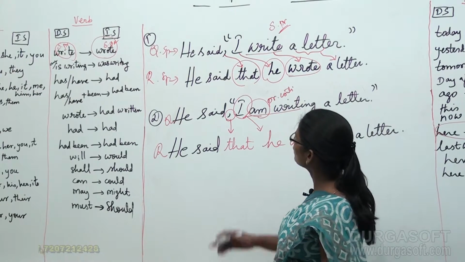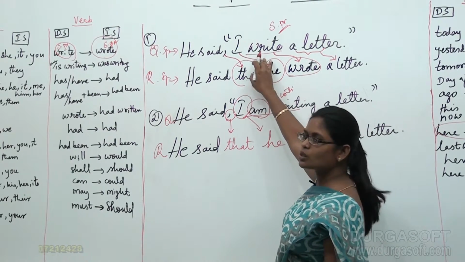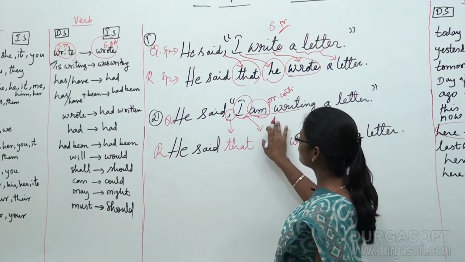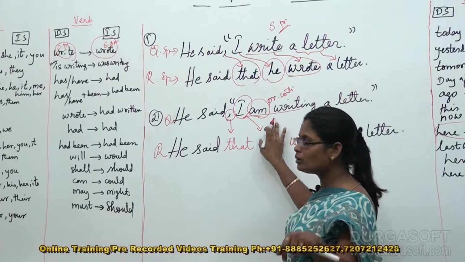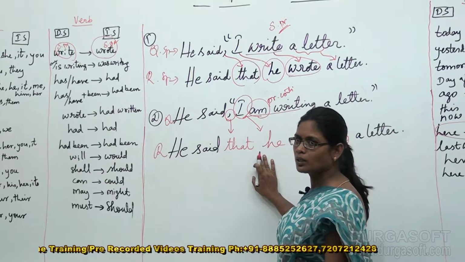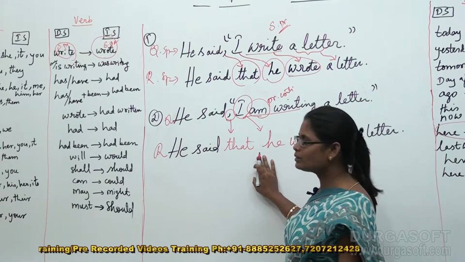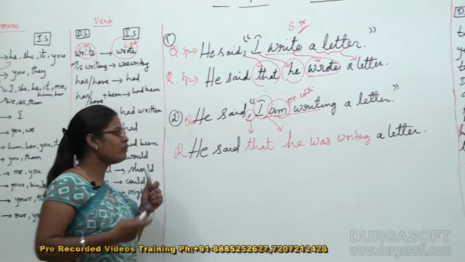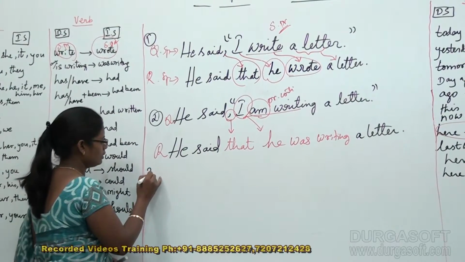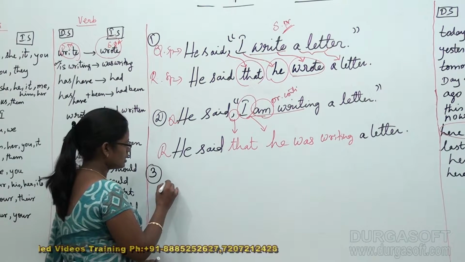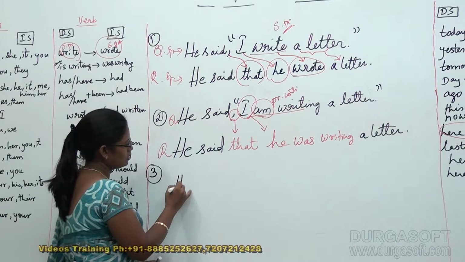So now you understood? Simple present tense got converted into simple past tense, and present continuous tense got converted into past continuous tense. Is it clear? Now let us see what happens when a perfect tense is getting converted. Rule number 3. See, my quoted speech is this.